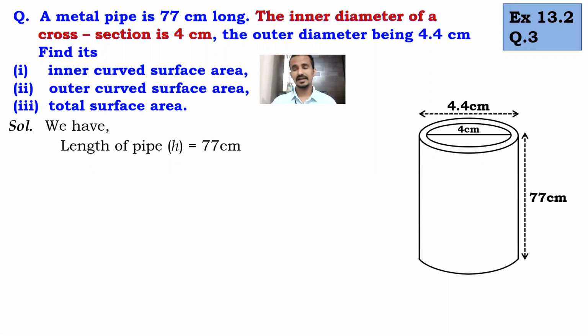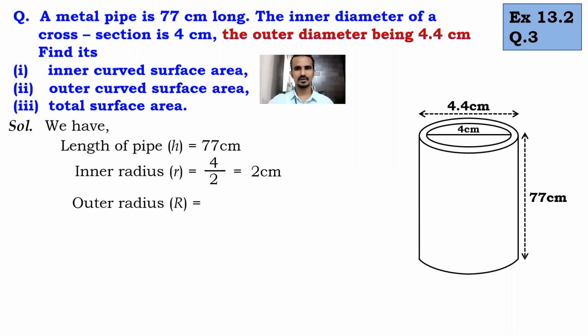We are always interested in the radius. So we'll consider the inner radius. It is going to be small, so we have used the small letter r. Inner radius r is equal to diameter divided by 2, so it will be 4 upon 2. We get the inner radius, that is 2 centimeter. Same way we know the outer diameter is 4.4 centimeter. Now we can calculate the outer radius. We'll use the capital letter R for it. We get outer radius as 4.4 upon 2, which will give us 2.2 centimeter.